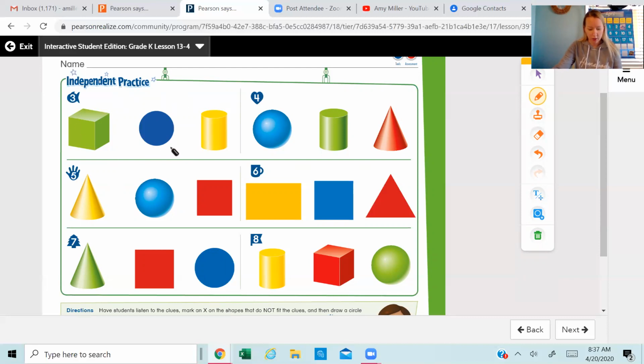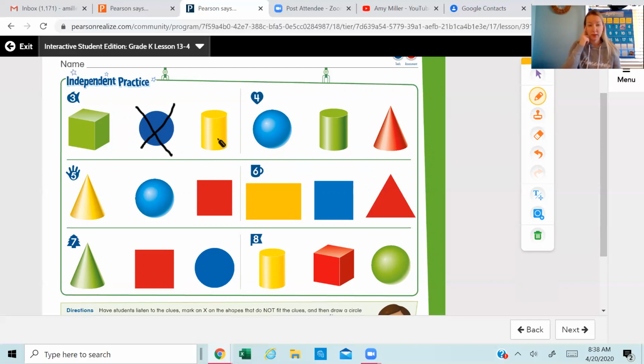The clues are, I am a solid figure. How about this? I'm going to do the first 2 with you, and then I'll just give the clues for the rest. So number 3, I am a solid figure. First, let's look, is a cube solid? Yes. Is a circle solid? Nope. A circle is just a flat shape. Is a cylinder solid? Yes. All right. The second clue is I can stack and slide.